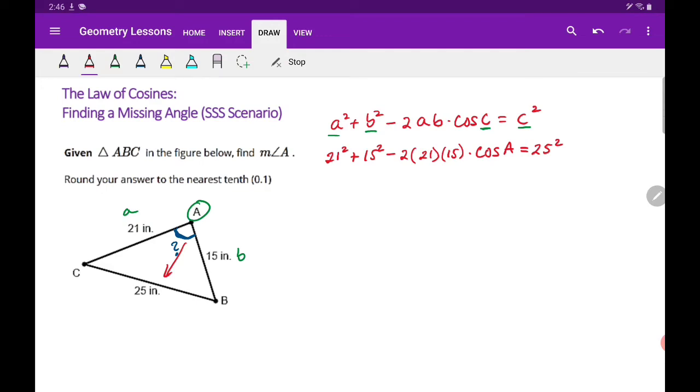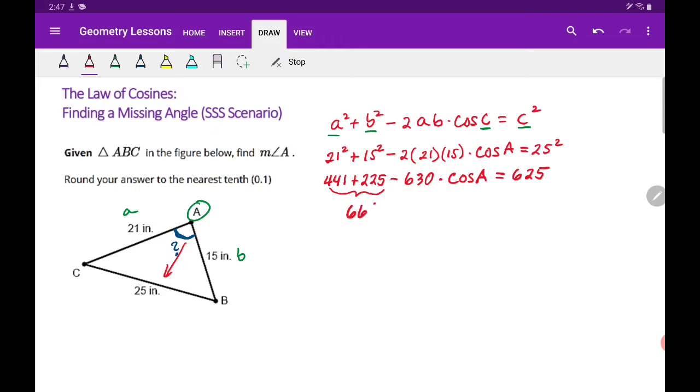Let's do some simplification. 21 squared is 441. 441 plus 15 squared, which is 225. Minus, well, I already multiplied 2 times 21 times 15. Check with your calculator. It's going to be 630. 630 times cosine A, we don't know the value of A, is equal to 625. So let's combine these two right here. This is going to be 666.